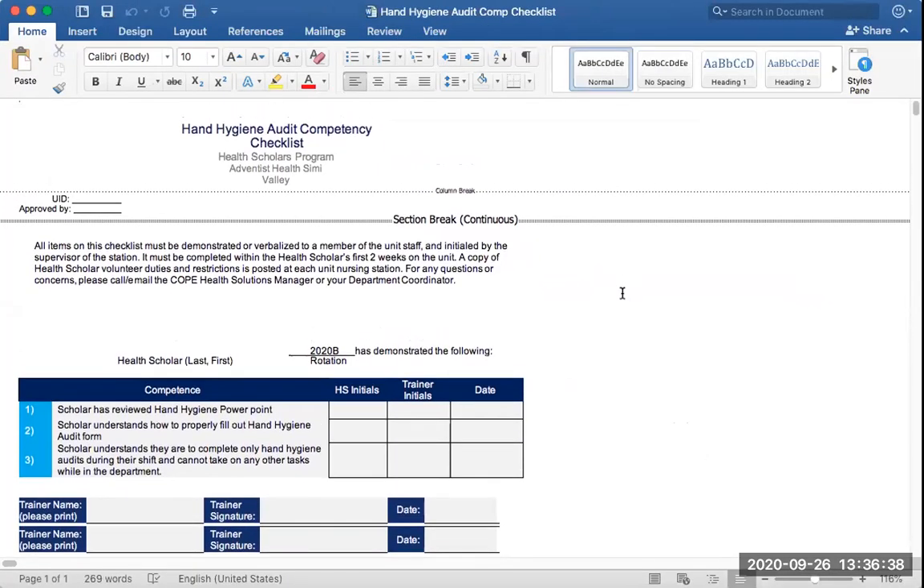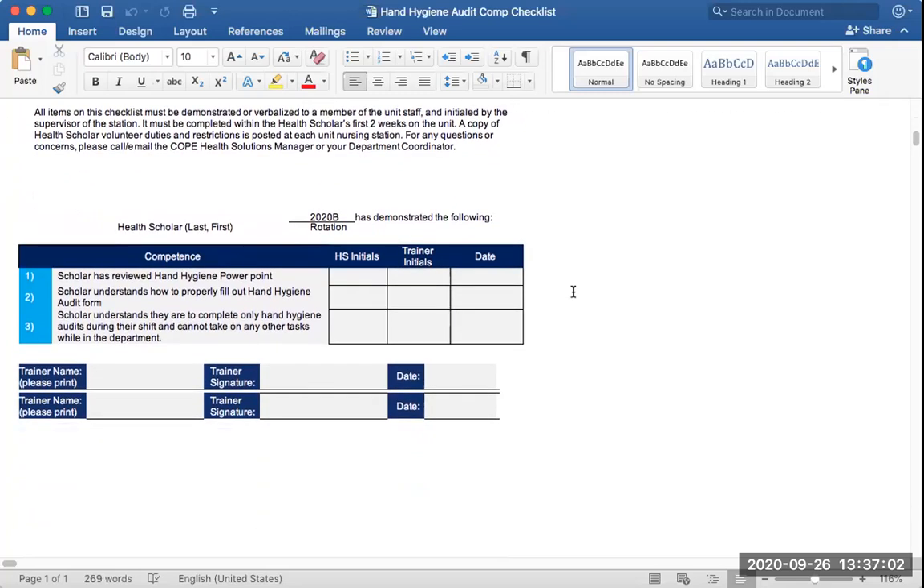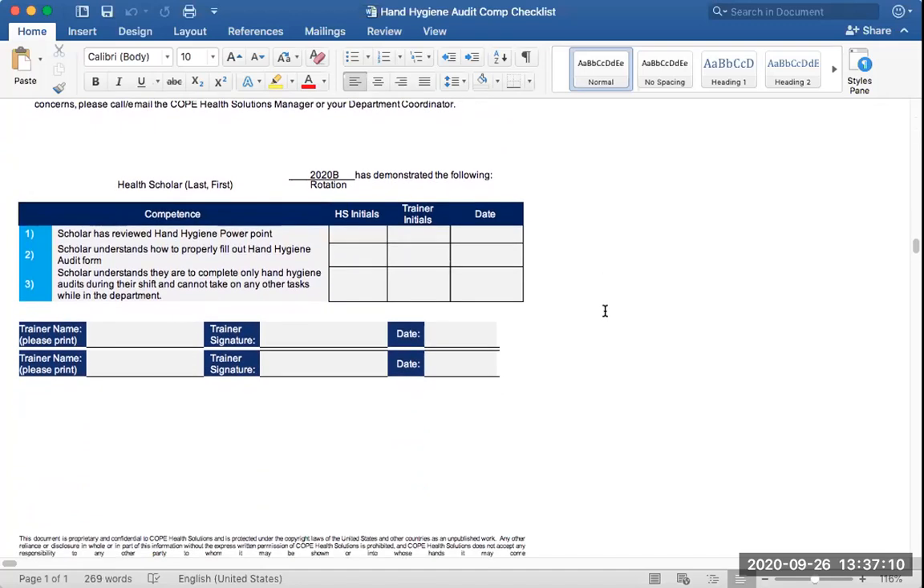And this is the hand hygiene audit competency checklist. Every department has a comp checklist that you are required to complete by the 15th of the first month that we begin rotation. However, if you do not shift until after the 15th, that's fine. The date that it's due is 2 weeks after your first shift. That is when it's absolutely due. Otherwise, you'll be receiving an email from me asking why you haven't completed it. Please complete it. And there might be further action that I need to take in order to assure that you have completed this and understand.